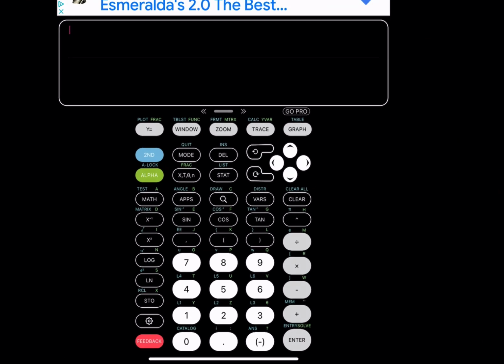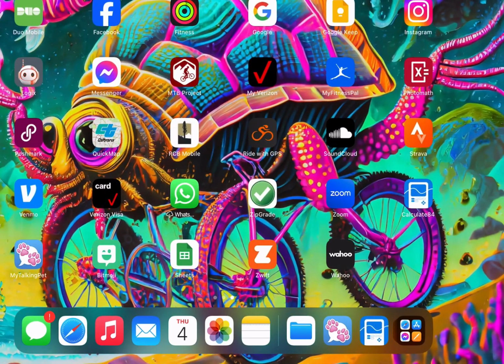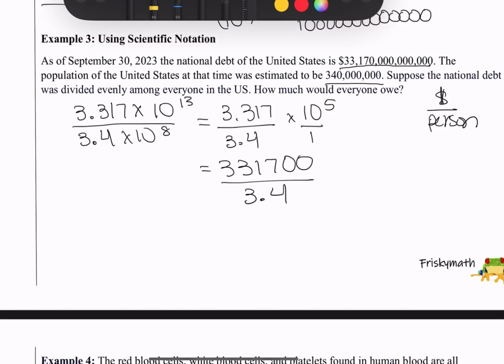So I'm going to take the 3.317 followed by 2 zeros and divide it by 3.4. So I have $97,558.82. I don't have that much money to pay, so I don't think I'm going to be able to help you guys out. So $97,558 and about 82 cents per person.